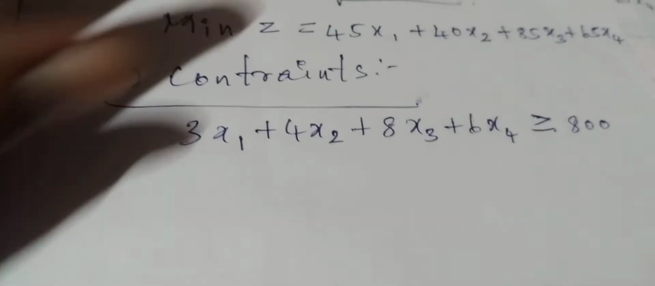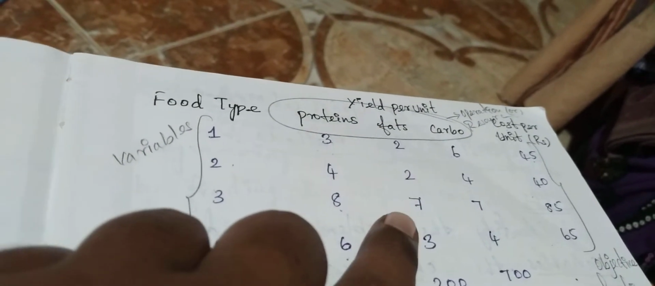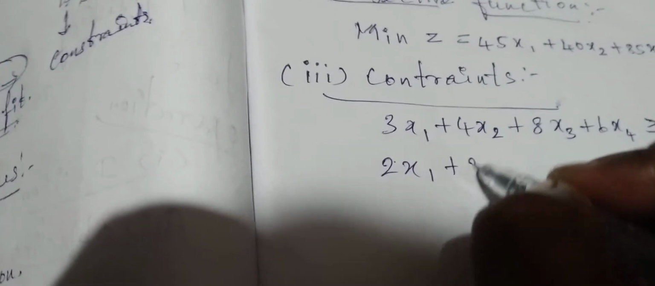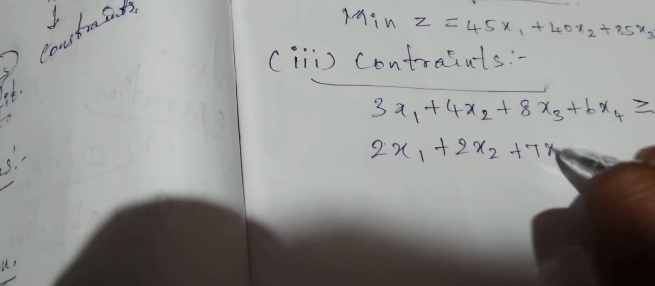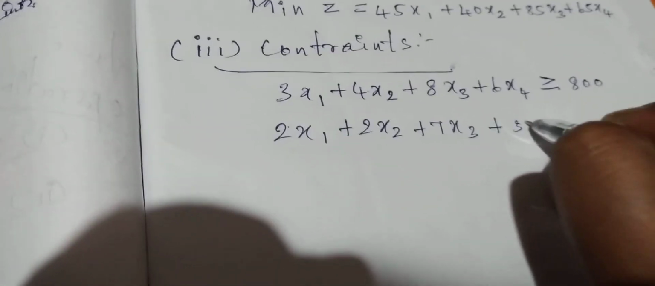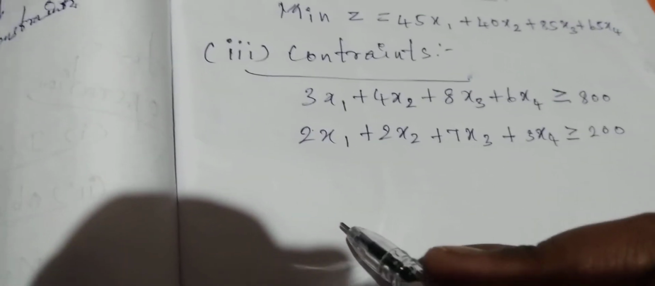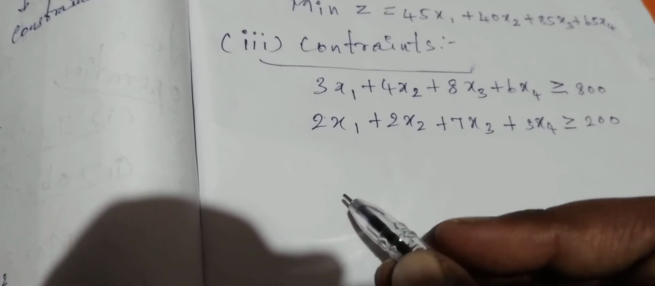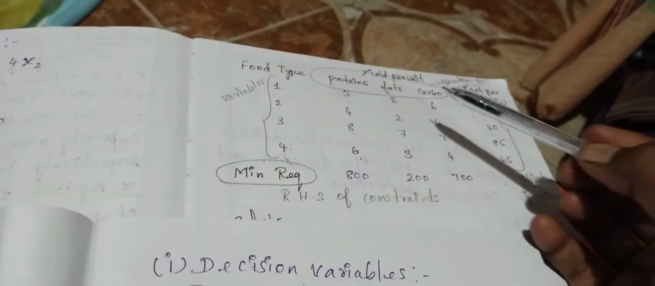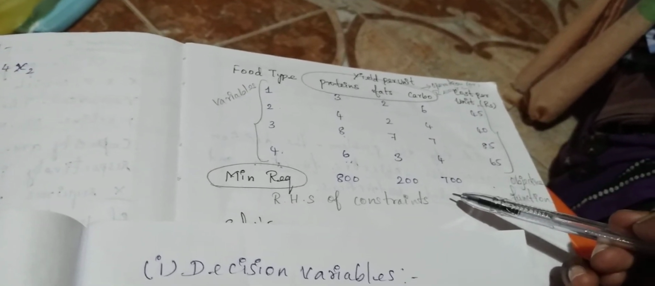And then what is the next one? For fat, I need to write 4 variables: 2x1, 2x2, 7x3 and 3x4. So 2x1 plus 2x2 plus 7x3 plus 3x4, same, greater than or equal to 200. Same thing I am writing for the carbohydrate also. For the carbohydrate they have given 6, 4, 7, 4, and the minimum requirement is 700.